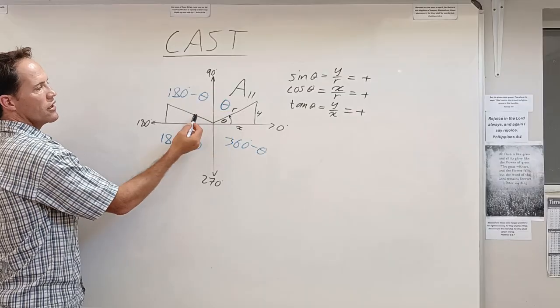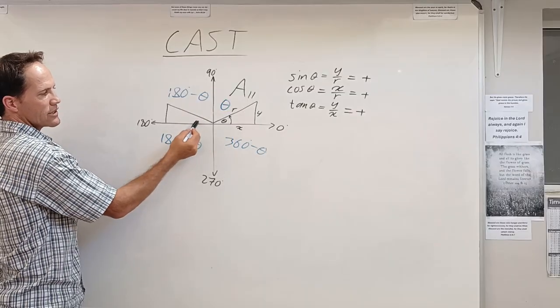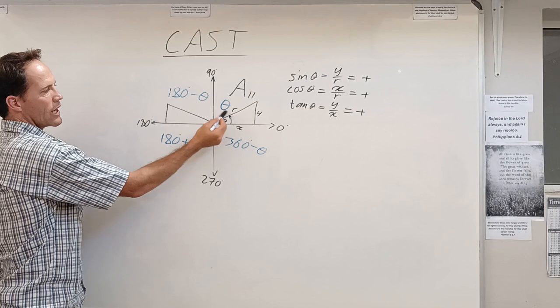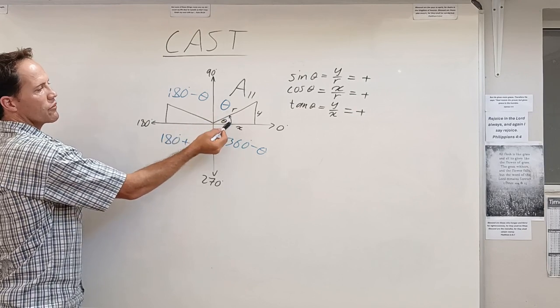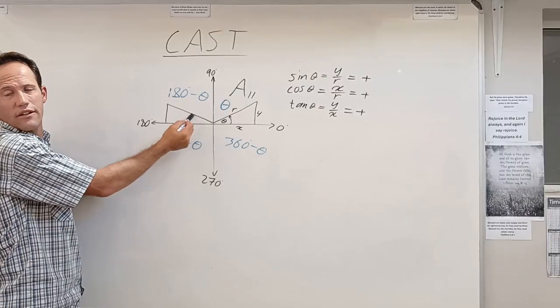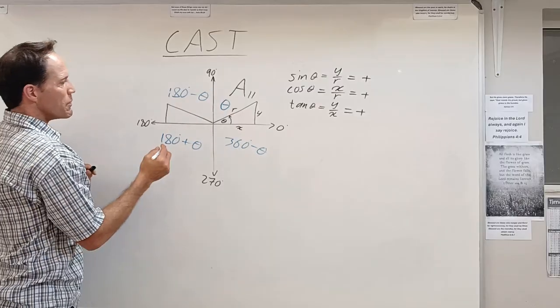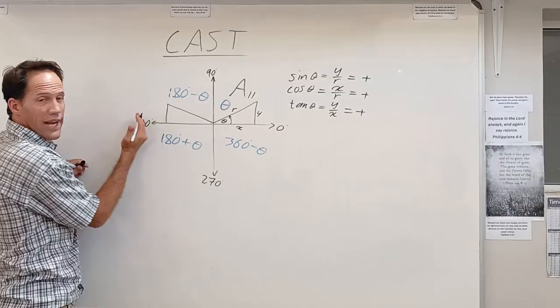So remember theta is 30, so there's 30. So 180 minus 30 means 150. So the angle from there all the way to there is 150 there. Okay? So what happens here? Think about it. Now you're going back.